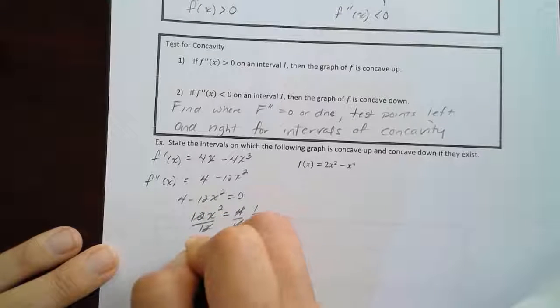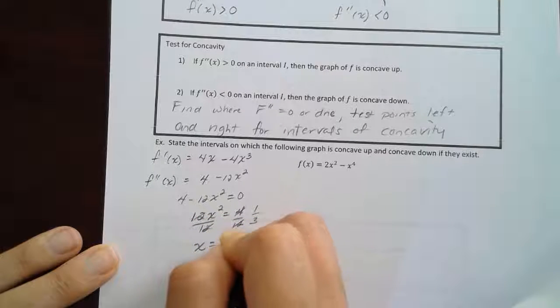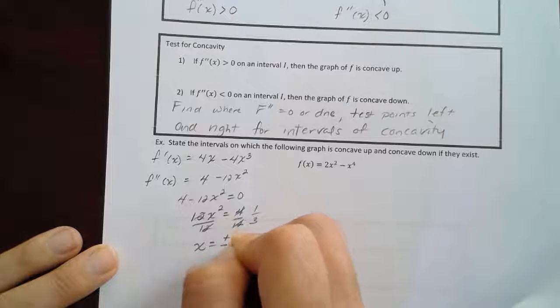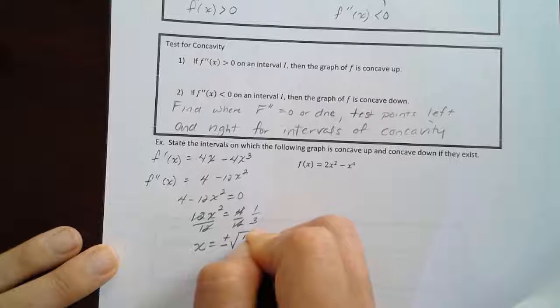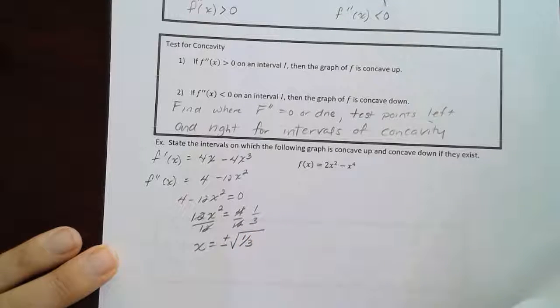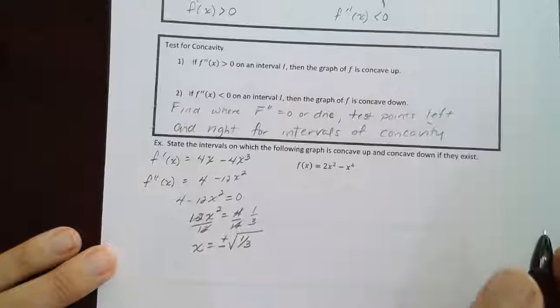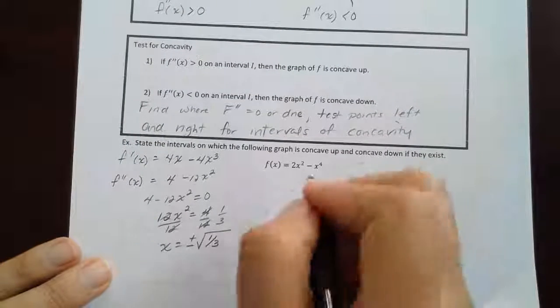Take the square root of both sides. When you do that, you have to account for the positive and negative square roots, because if you square a positive square root of 1/3 or a negative square root of 1/3, it's still going to be 1/3. Okay, we're going to put these on the number line.